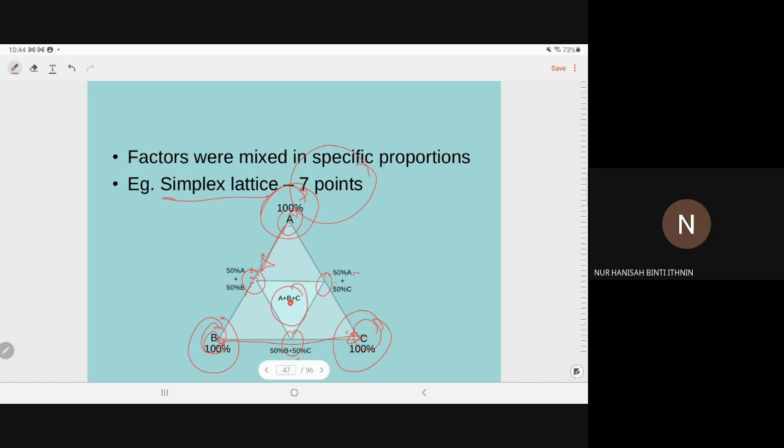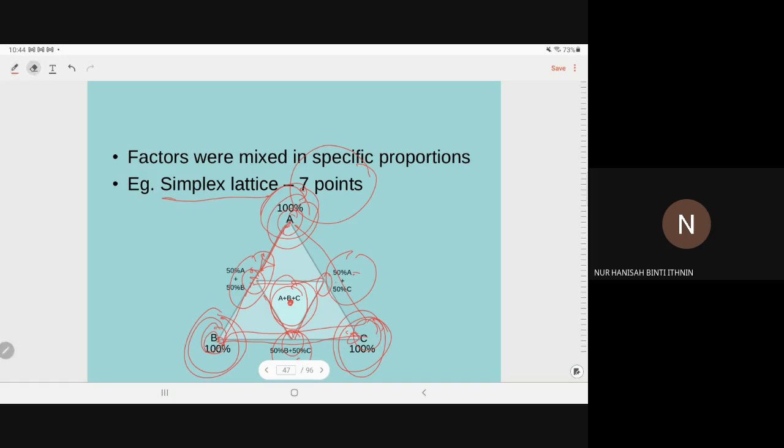A simplex lattice is basically a triangle, and inside it, another triangle. So we have 1, 2, 3, 4, 5, 6, 7. So that is a simplex lattice. It looks good, but it is not good enough.